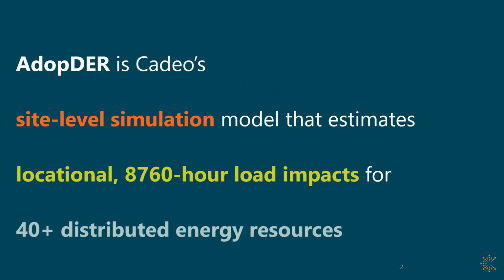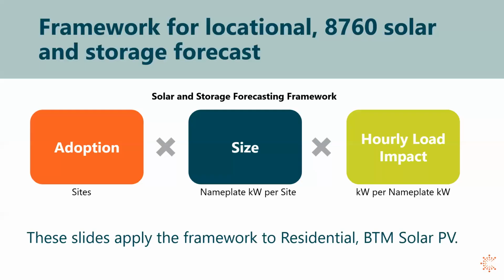So I'm going to unpack a couple of terms on this slide here before I move on. When I say locational, I think about feeders or census tracts or something that correlates with the distribution system. And then for DERs, I'm talking here about solar and storage, but we also look at transportation electrification, building electrification, and flexible loads and demand response. So all the things that we've talked about up on this stage over the last couple of days are something that my tool works with.